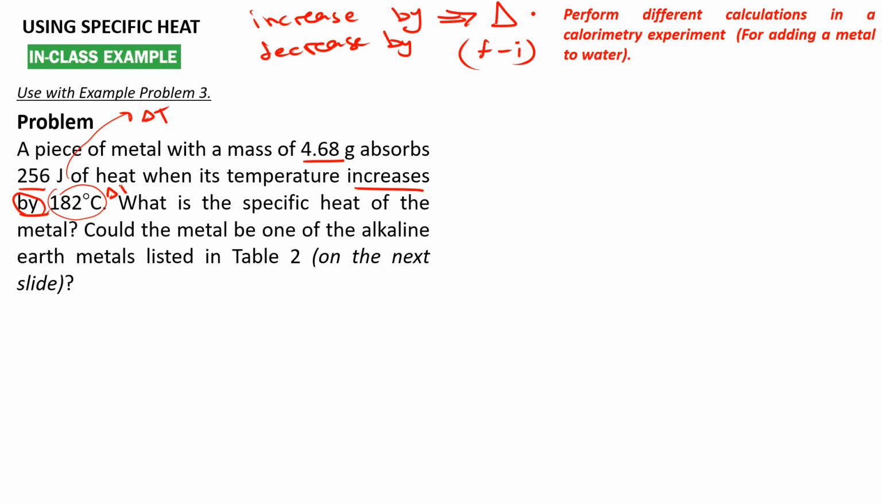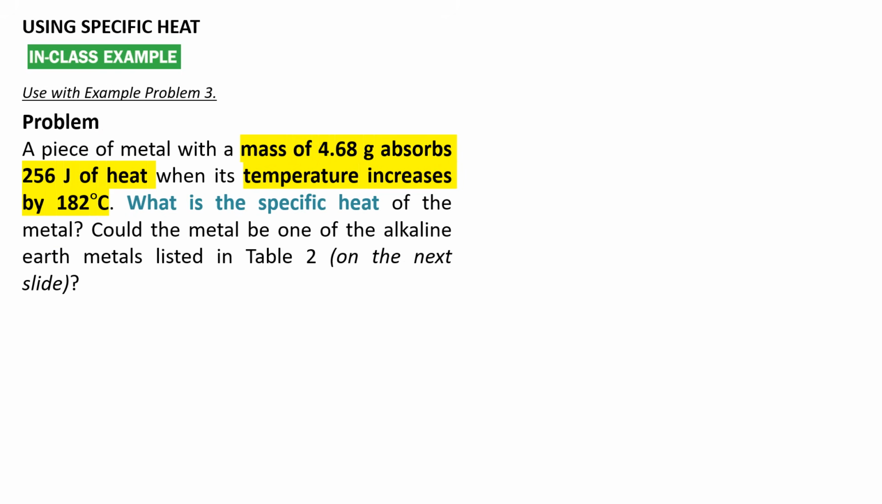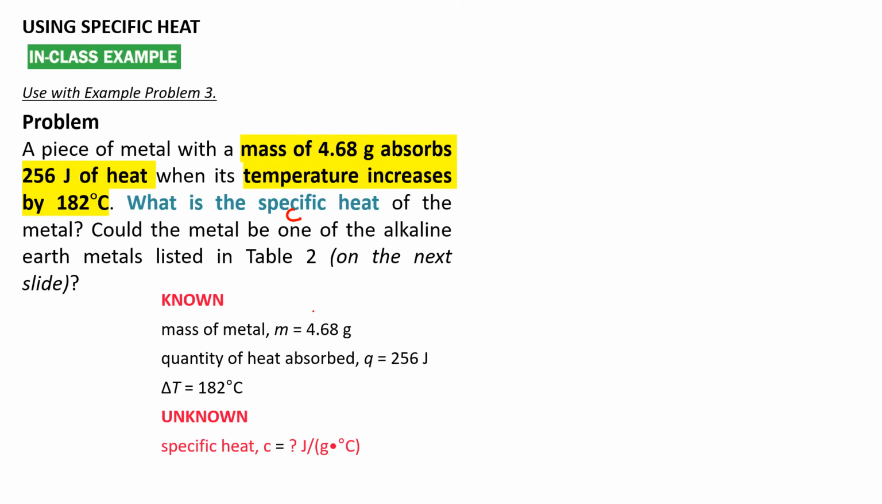So this is delta T. What is the specific heat of the metal? So they want the specific heat of the metal. If we focus, what they want is C. This is what we know: we know the mass of the metal, we know the Q, and we know the delta T, and we want C.